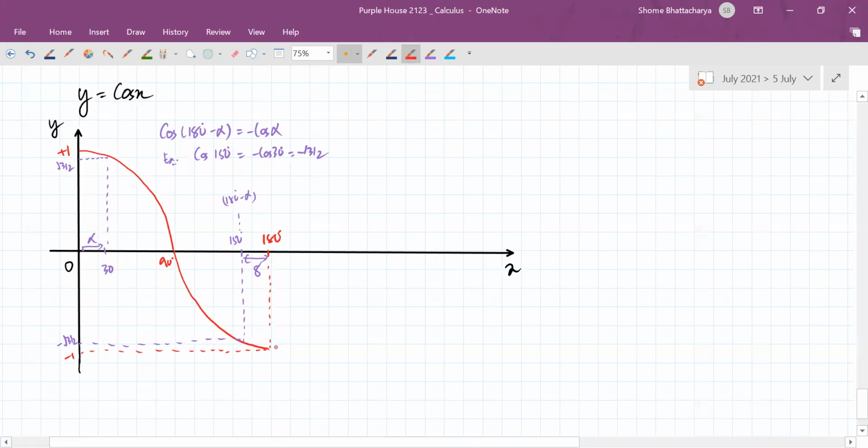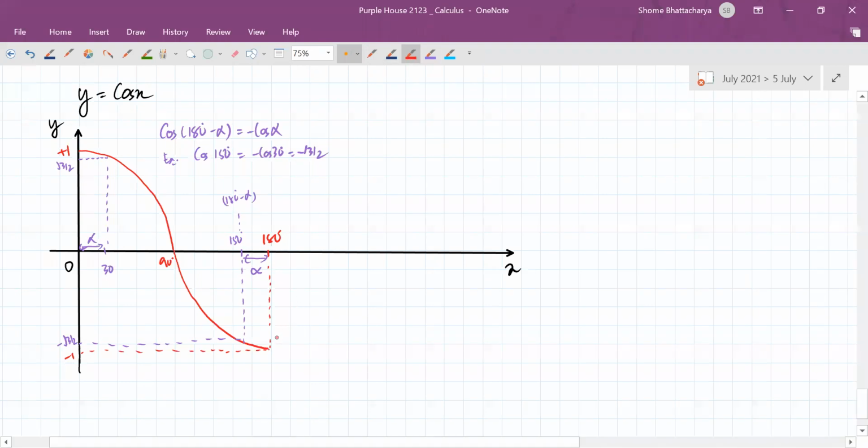Sir, between 150 and 180, what did you write in purple? It's supposed to be alpha, but it's looking like a reverse alpha. So this interval is alpha, so this interval is alpha. Understood now? Yes, sir. So in this particular case, alpha is 30. In this example, alpha is 30.